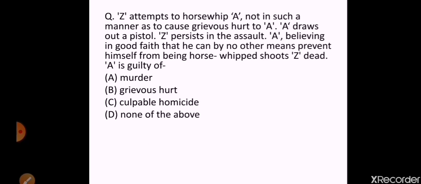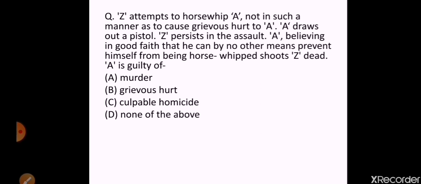Z attempts to horsewhip A, not in such a manner as to cause grievous hurt to A. A draws out a pistol. Z persists in the assaults. A, believing in good faith that he can by no other means prevent himself from being horsewhipped, shoots Z dead. A is guilty of A. murder, B. grievous hurt, C. culpable homicide, D. none of the above.